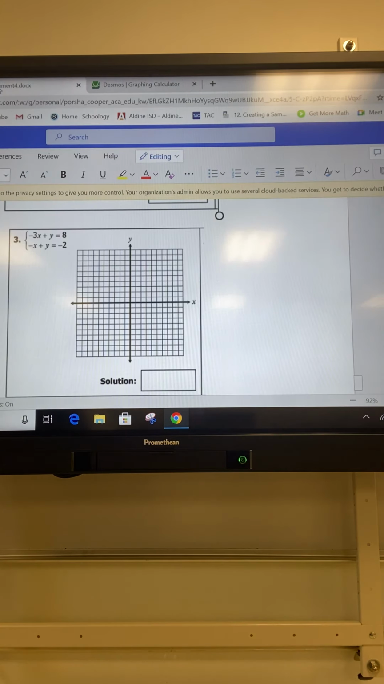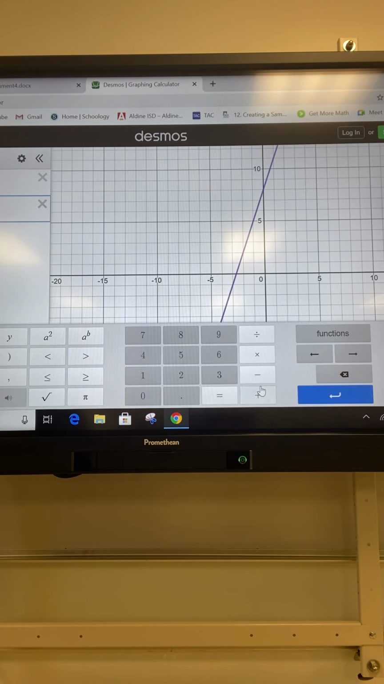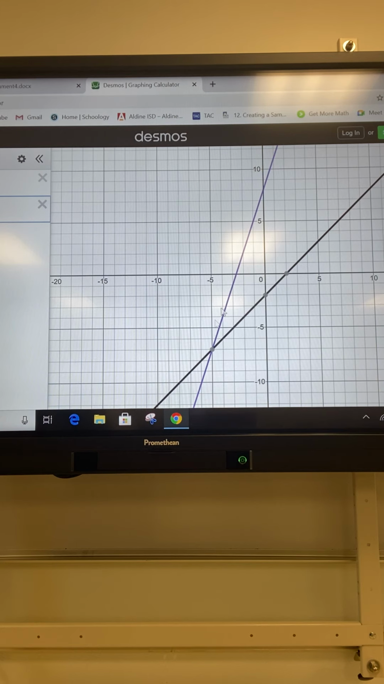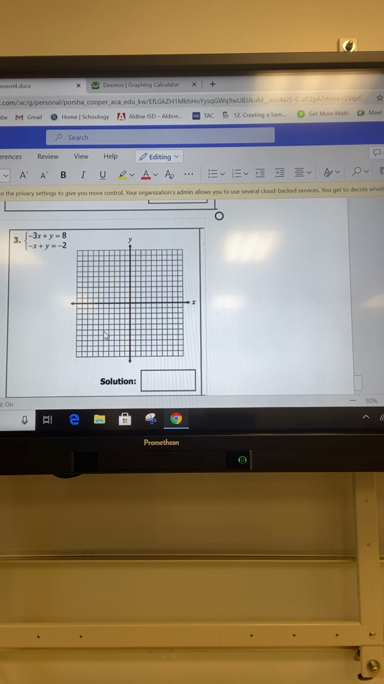And then we want to type in our second equation. All right, so now we can see here that the two equations have been graphed, and we can see that they intersect. And if we just click here, this will be our solution. So the solution to these two lines would be negative 5, negative 7, because that's where the two lines meet.